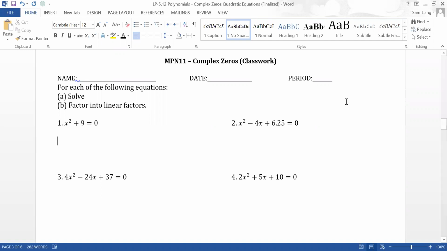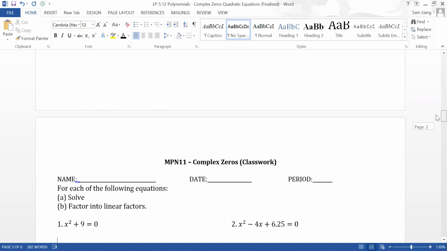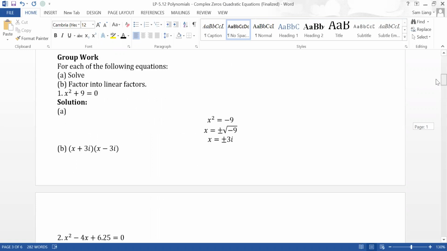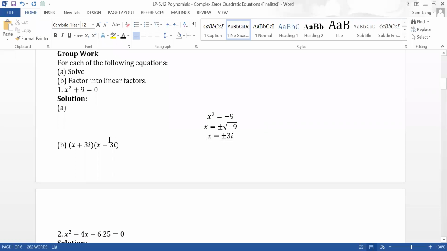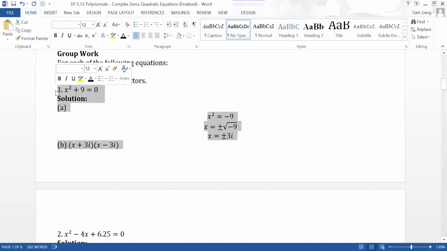Okay, all right, I think that should be enough time. Let me scroll up to these solutions. All right, here is the first one. All right, the answers ended up being plus minus 3i for part A, x plus 3i, and x minus 3i for part B. All right, any volunteers to explain this first one? It's a few steps here.